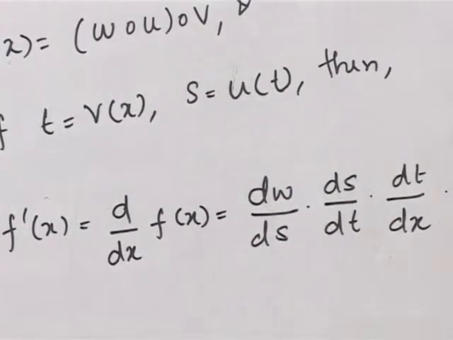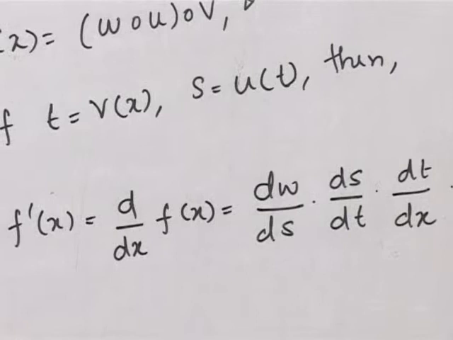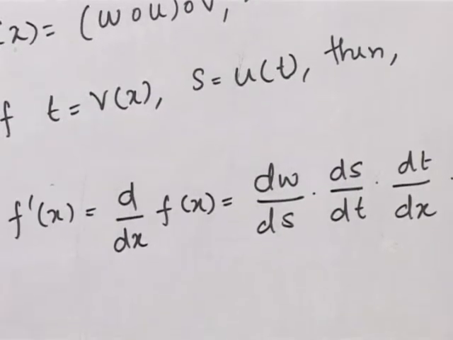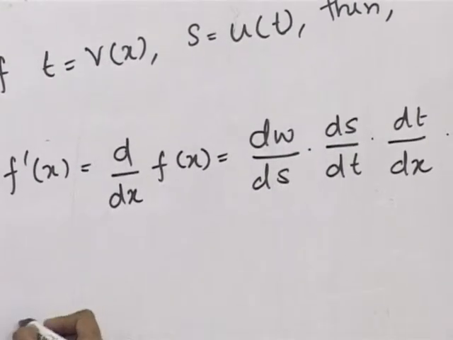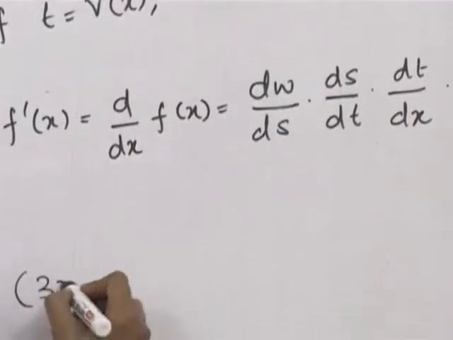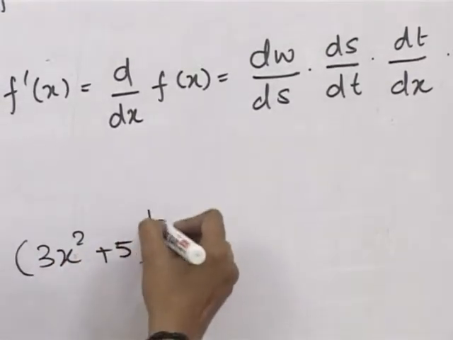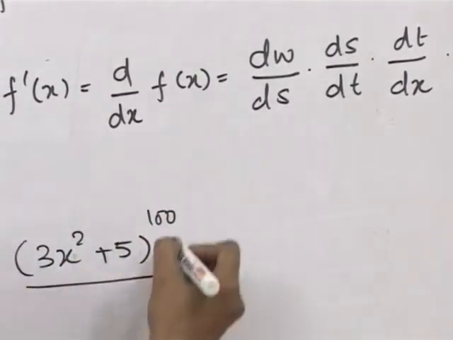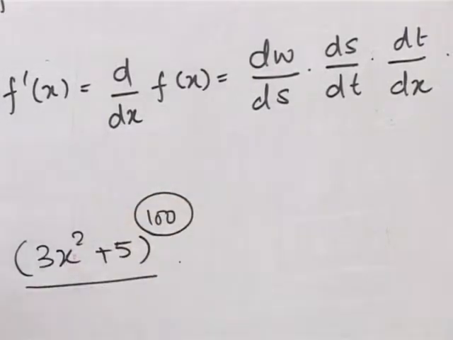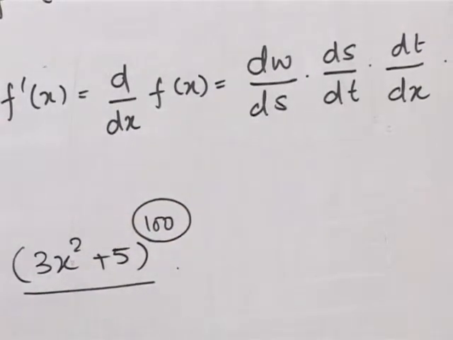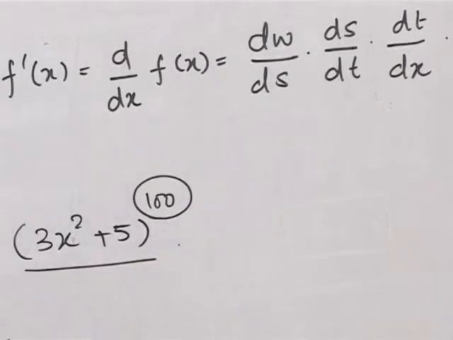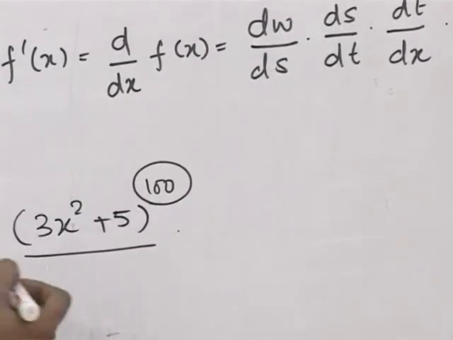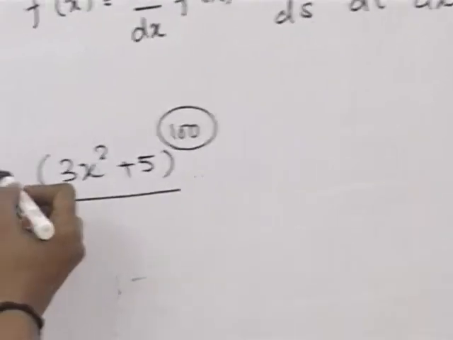Now this chain rule actually helps us to determine the derivatives of really complex functions. Say we have something like (3x square plus 5) the whole power 100. Can we expand this? Since the power is 100, expansion of such a function is very difficult. So the chain rule gives us a provision to do differentiation of such a function very easily.